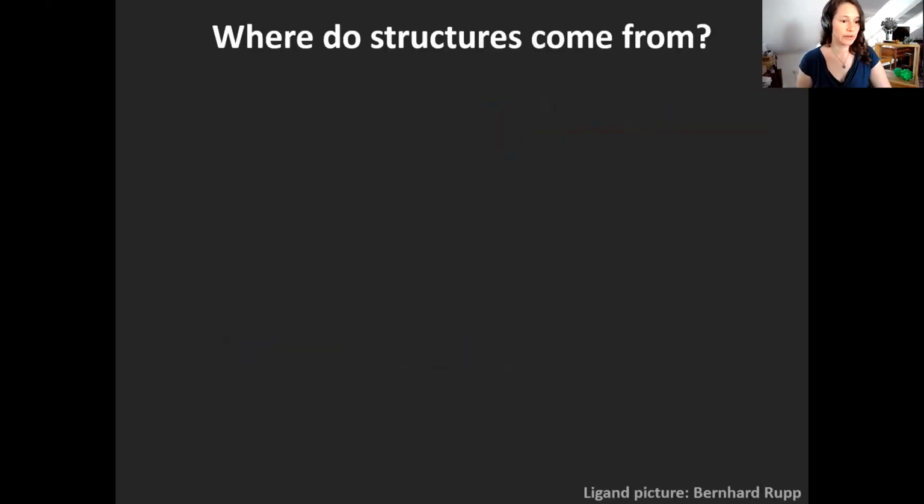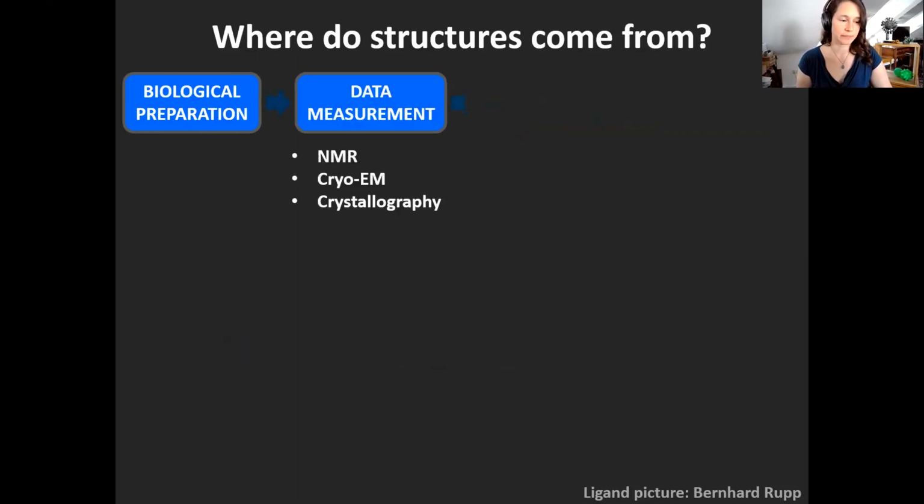So where do structures in macromolecular crystallography or NMR or cryo-EM actually come from? Well, first you do a biological preparation. I'm sorry, this is only one box. It is usually a majority of the work to find good conditions for purification and crystallization. And then we do a data measurement, doesn't matter which method.